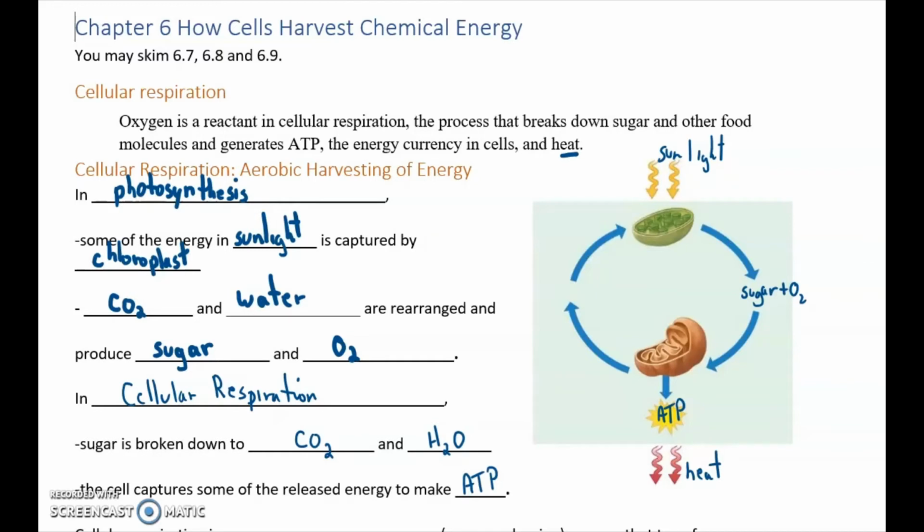ATP powers most of the cellular work. The other byproduct from the mitochondria breaking down sugar is carbon dioxide and water. So it's a circle. The carbon dioxide and water is then used by the chloroplasts here with the sunlight to make sugar and oxygen.